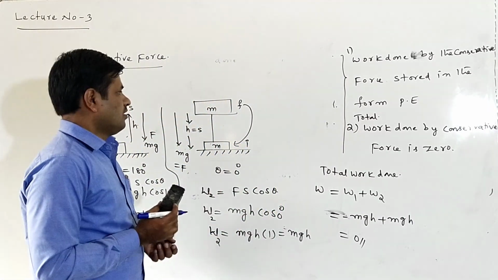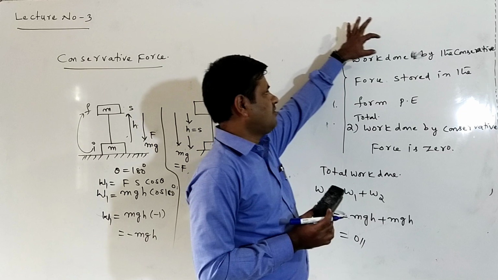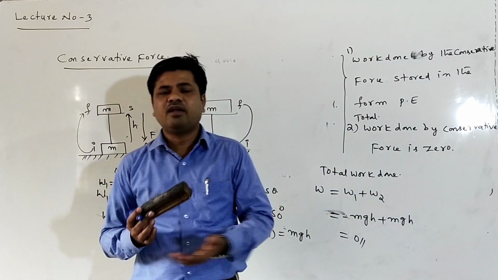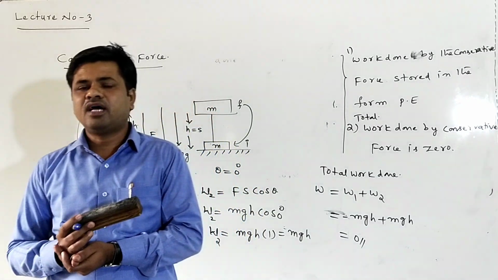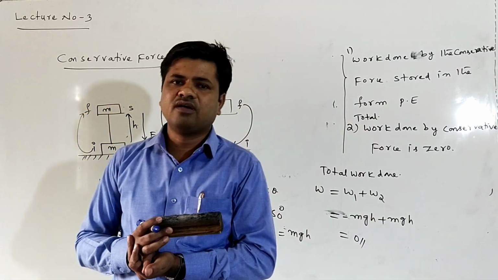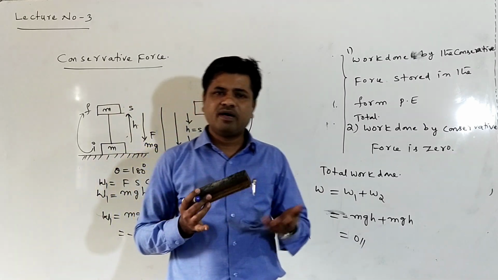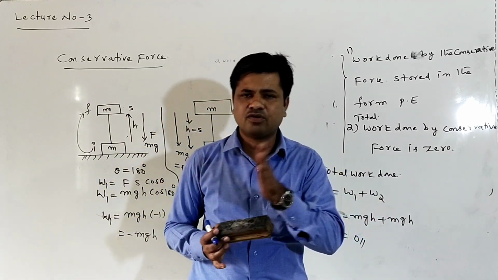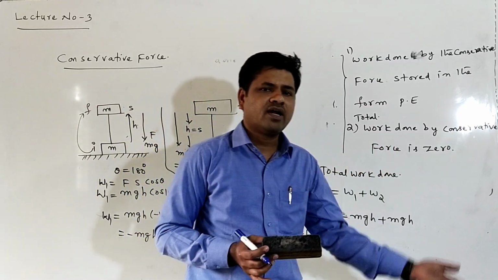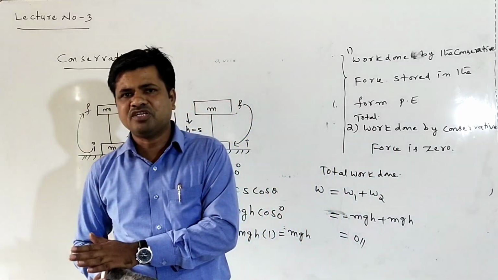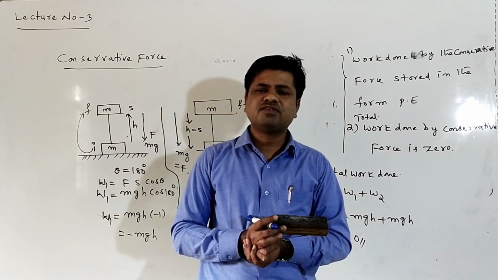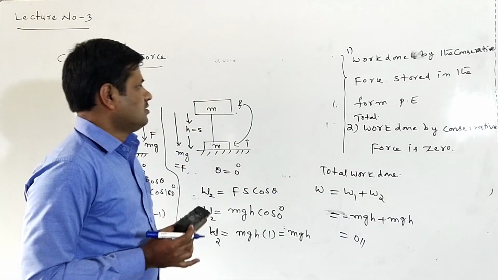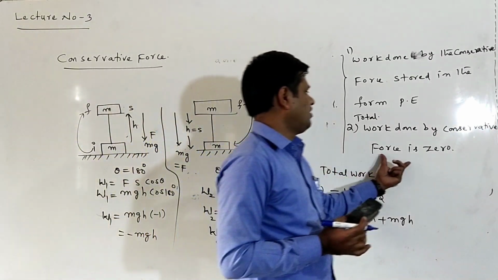Next, the work done by a conservative force is stored in the form of which energy? Potential energy. The work done by a conservative force is always stored in the form of potential energy. The work done by the electrostatic force, the gravitational force and the spring force is stored in the form of potential energy, because these are all conservative forces.